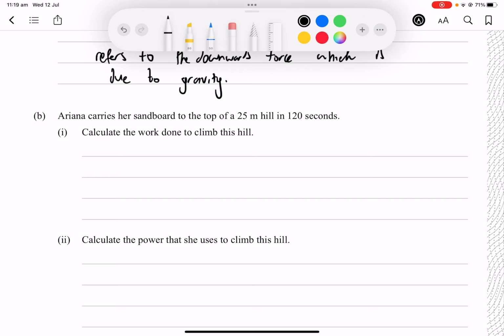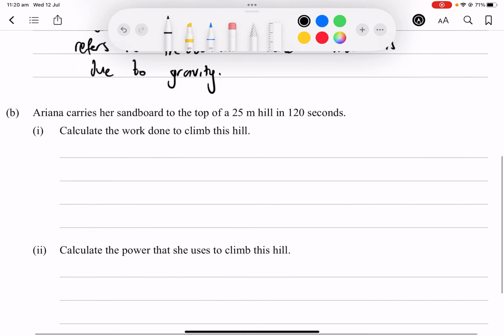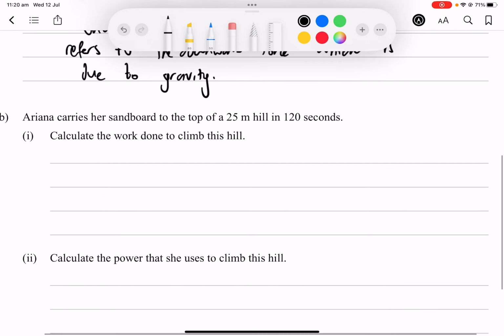Okay, so for part B, Ariana carries her sandboard to the top of a 25-meter hill in 120 seconds. Calculate the work done to climb the hill. The work is just going to be the amount of force times the distance. In NCEA level 1, we assume that g is 10. So work is equal to force times distance, and Ariana needs to bring herself and her sandboard, which has some weight force acting downwards, up a height of 25 meters.